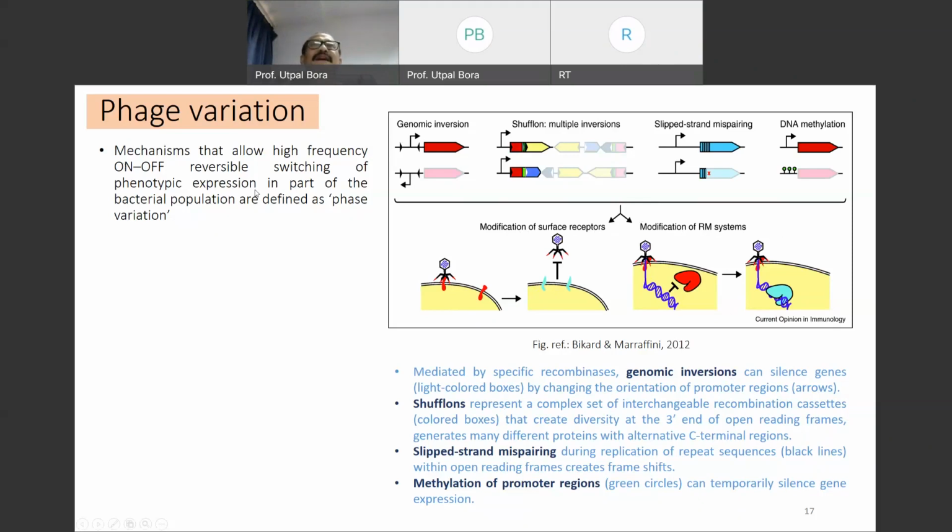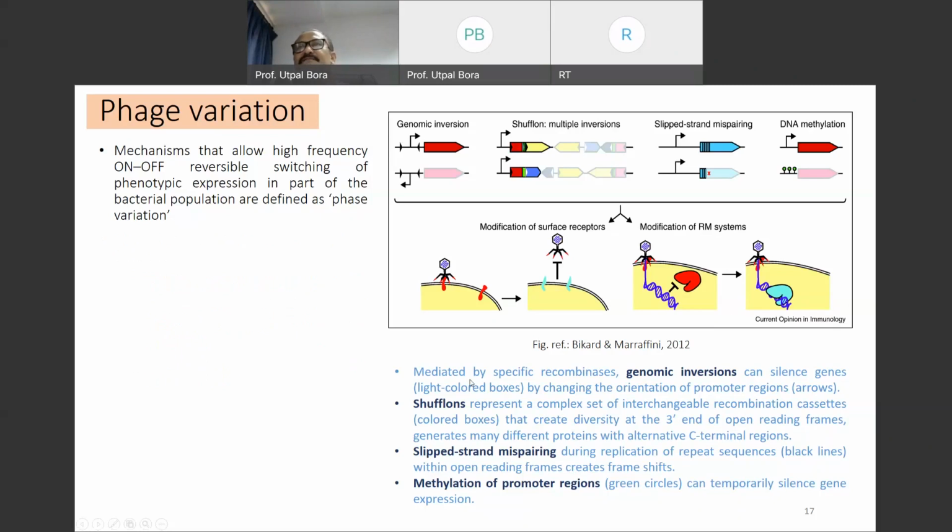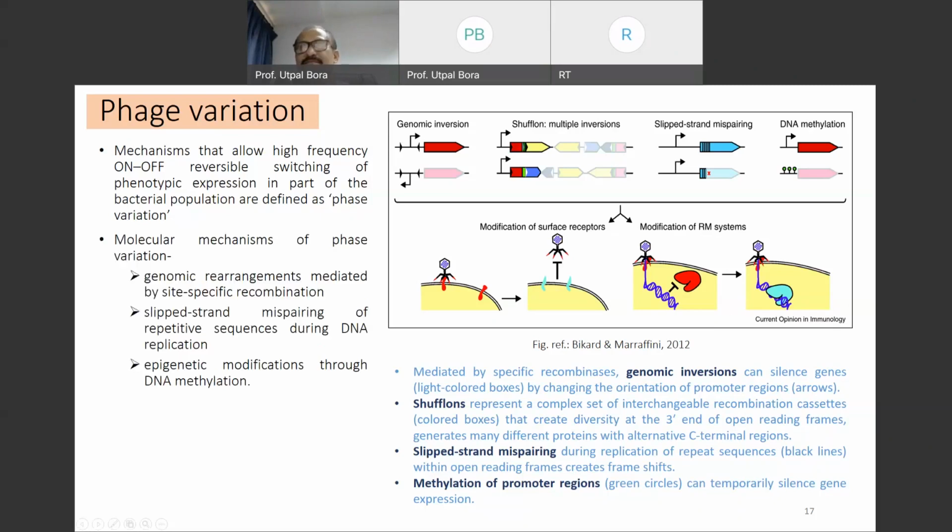Now, the mechanisms that allow high frequency or on-off reversible switching of phenotypic expression in part of the bacterial population are defined as the phage variation. So here, genomic rearrangements mediated by site-specific recombination, and then slip strand mispairing of the repetitive sequences during DNA replication, then epigenetic modification through DNA methylation takes place, as I have already discussed with the help of this diagram.